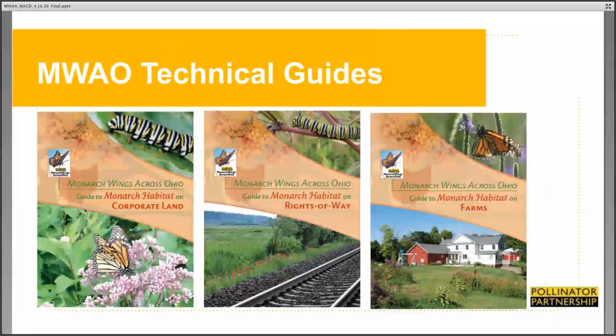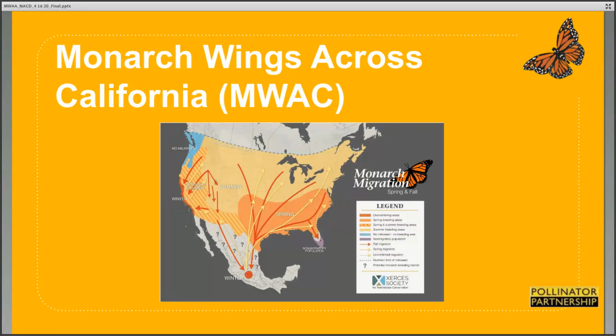guides for land managers. These are some snapshots of the covers of the guides that we put together. They are for corporate lands, rights-of-way, farms, and then we have another one for gardens that we just finished. These are really to provide all these different sectors with the tools needed to install and maintain habitat for monarch butterflies. And it's all based on the research and preferential data that we collected at our research plots.